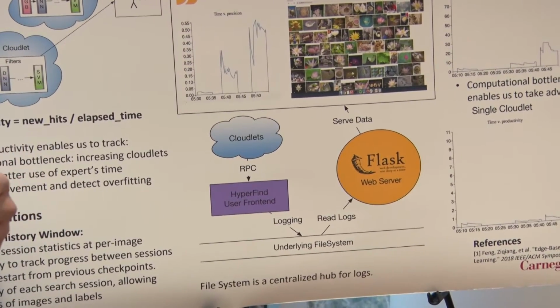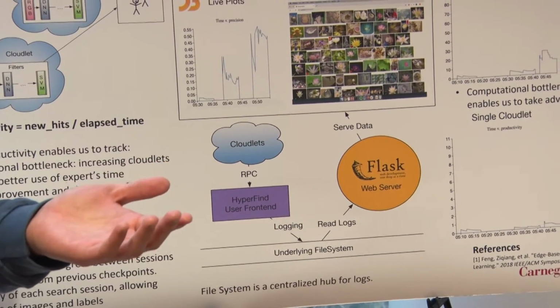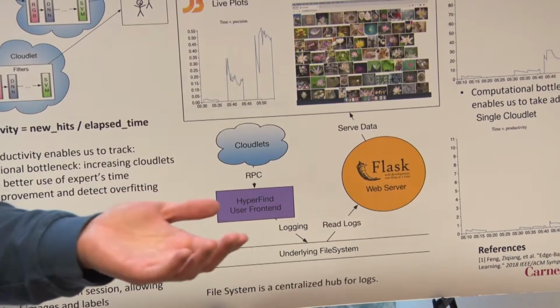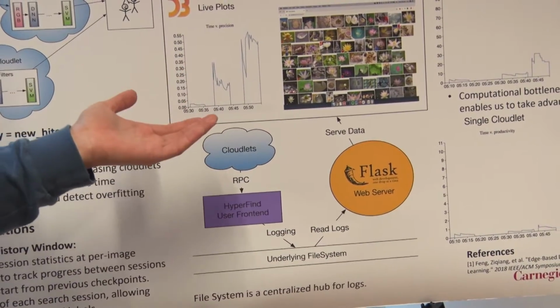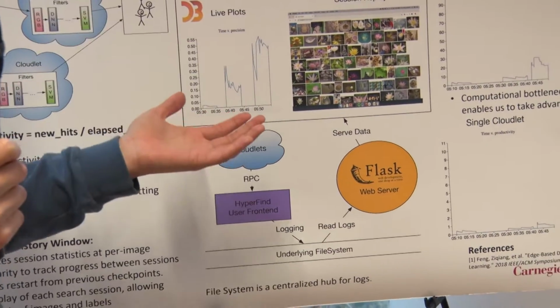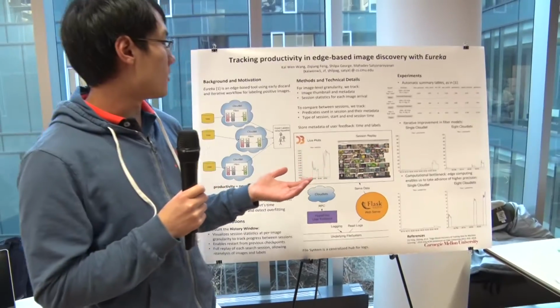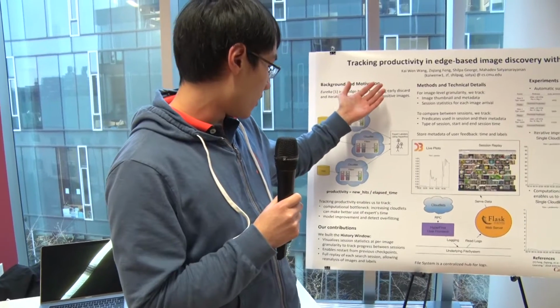If you're familiar with TensorFlow, there's something called TensorBoard, which TensorFlow developed for you to visualize your training statistics during training time. This is exactly what we've done for Eureka. This allows the user to visualize all the statistics during the labeling session. And the specific details are as follows over here.